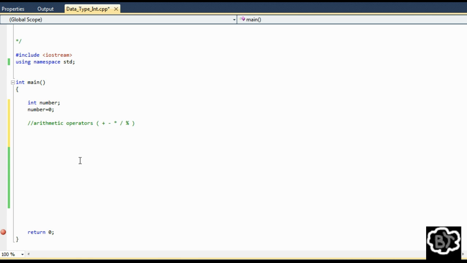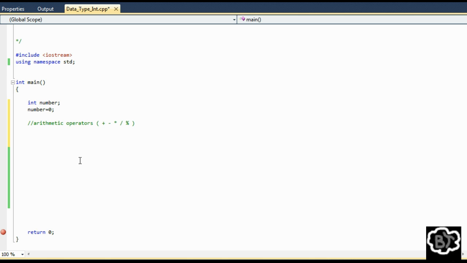Let's go over some of the basic arithmetic operators. They're pretty easy to understand because they do exactly what you would expect them to do. The plus sign or addition sign does addition. The subtraction sign or dash does subtraction. The asterisk or star does multiplication. The slash does division.